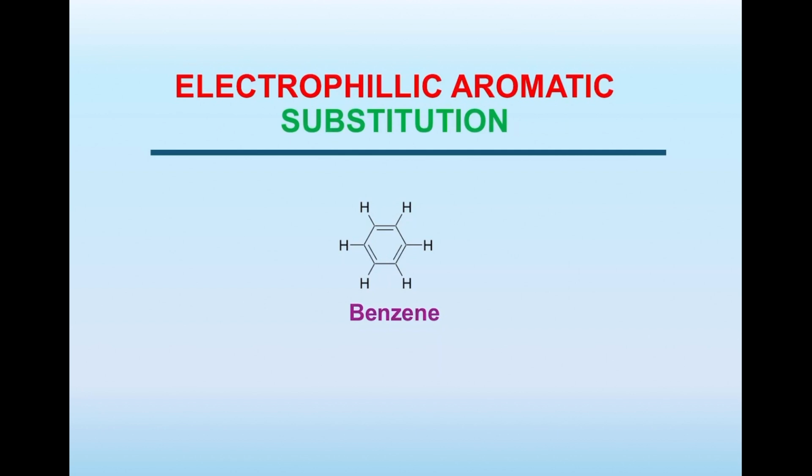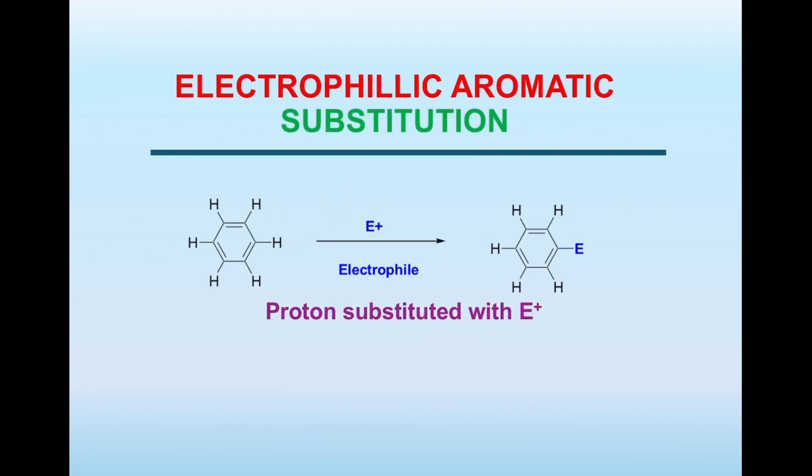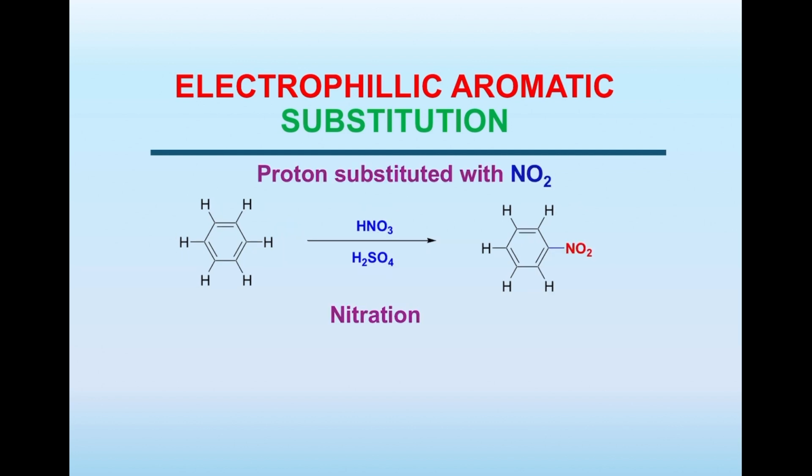Hello and welcome. Today we're looking at electrophilic aromatic substitution reactions, and we're going to be looking at a simple aromatic compound, benzene. So when you look at benzene, you have a number of hydrogens. If we focus on this hydrogen, for example, it can be substituted with an electrophile and you end up with that product. So that proton has been substituted with an electrophile.